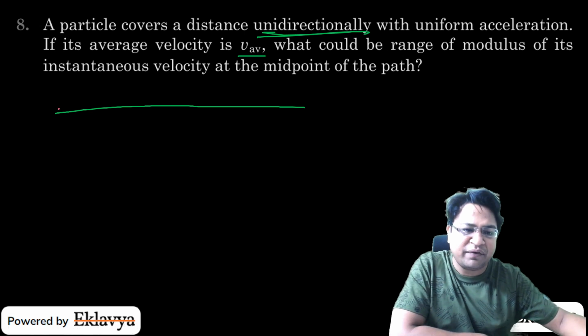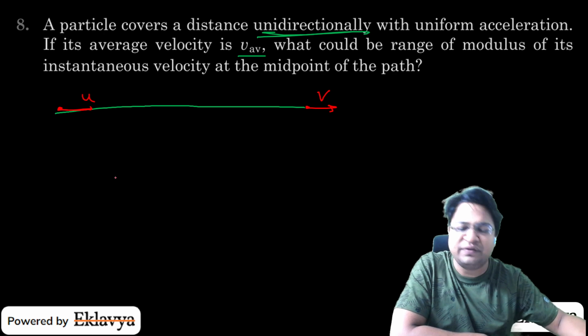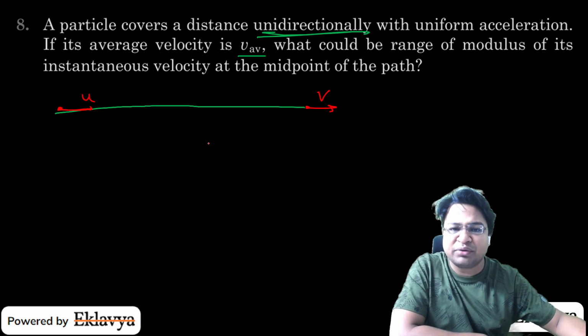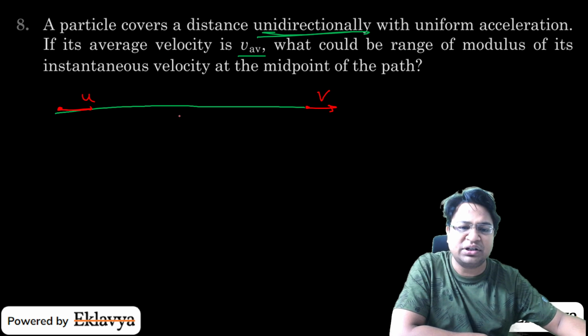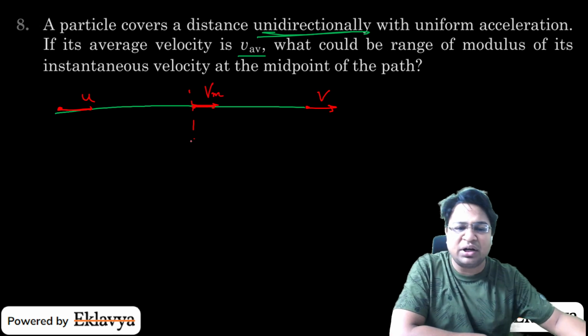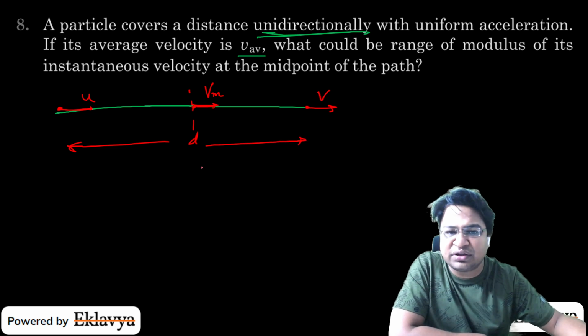So, if its initial velocity was u and final velocity is v, and its average velocity is v average, what could be the range of instantaneous velocity at the midpoint of the path? So let's say this is the midpoint of the path. Let us call the velocity here as vm. Now let this distance be equal to d. The acceleration is not given to us.